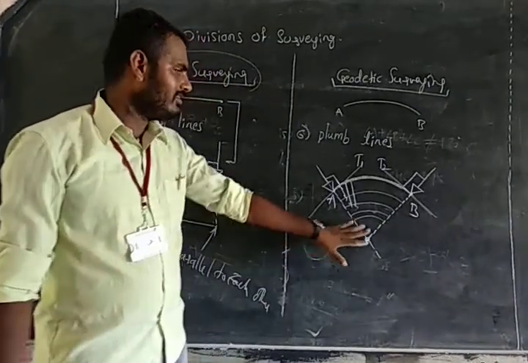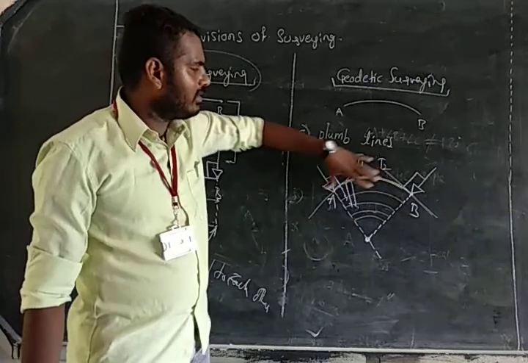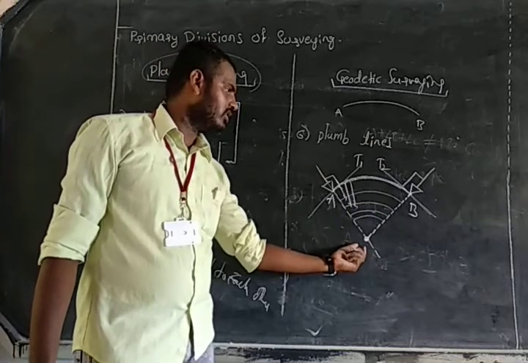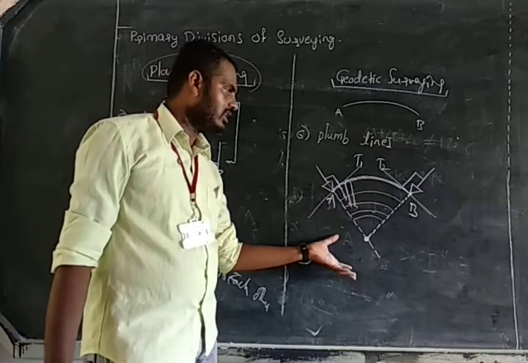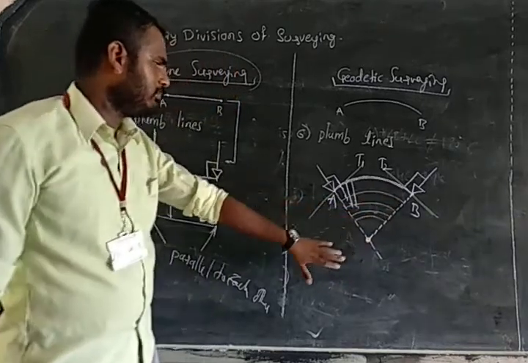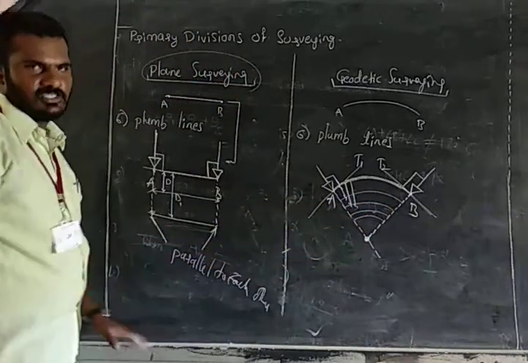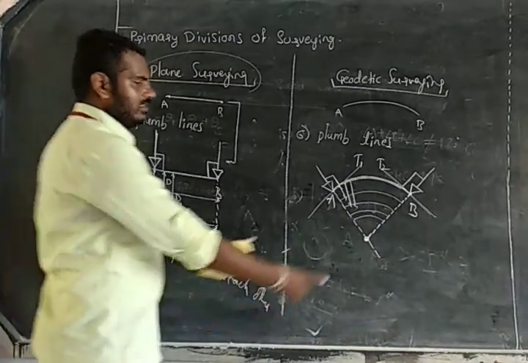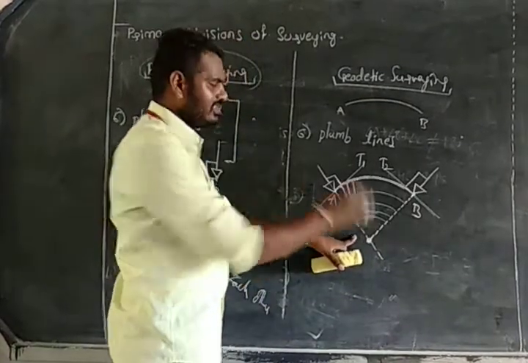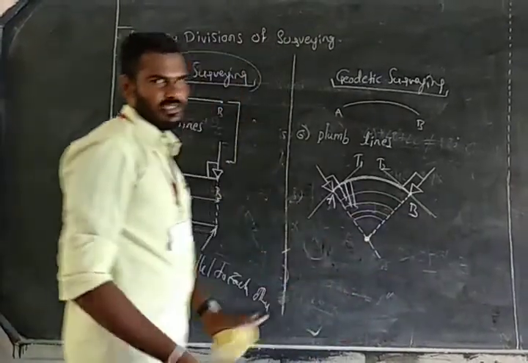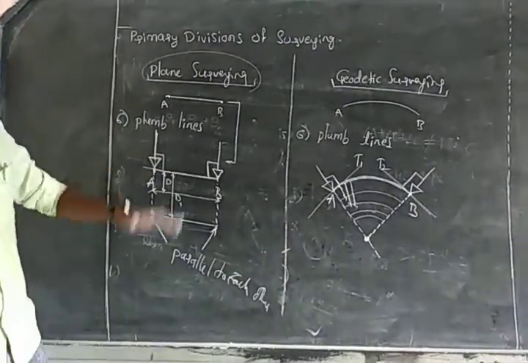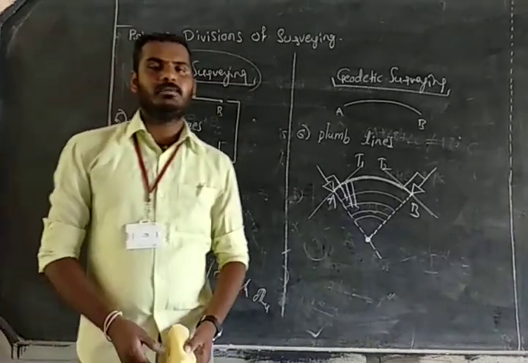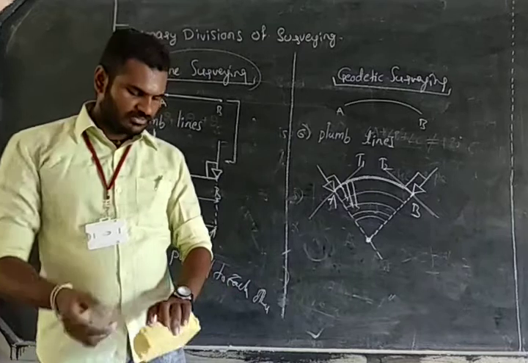So in this case, above the ground level, these plumb lines may not be in contact with one another, but when you go to the centroid of the earth, or some extent under the ground level, at a certain point these two plumb lines will coincide with each other. Whereas here they do not coincide and they are parallel to each other, but here they coincide and they are not parallel to each other. So this is the sixth most important difference between plane surveying and geodetic surveying. These are the primary divisions of surveying.